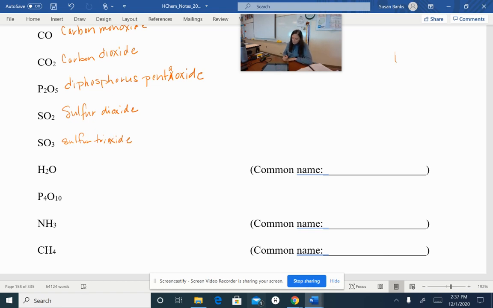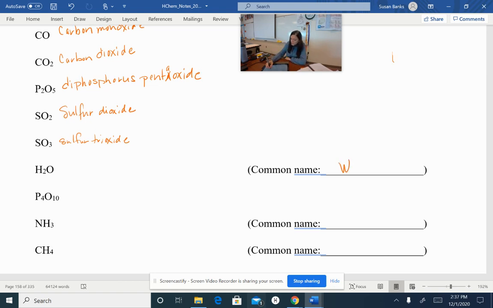Okay, H2O. I'm sure you know its common name. I'm hoping you know its common name. And we will use its common name. It is water. But scientifically, this would be dihydrogen monoxide.